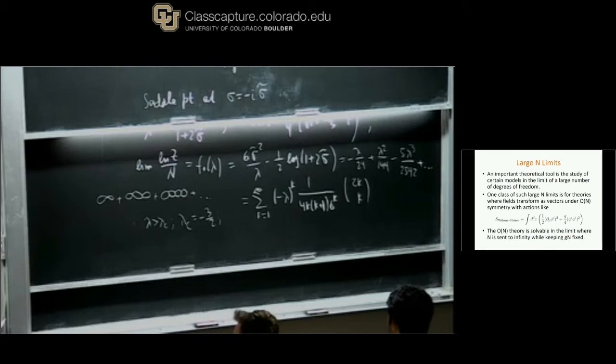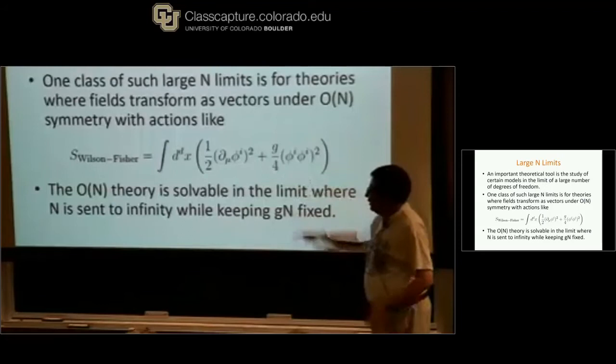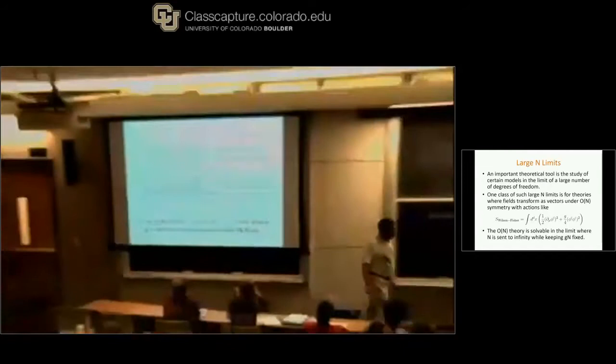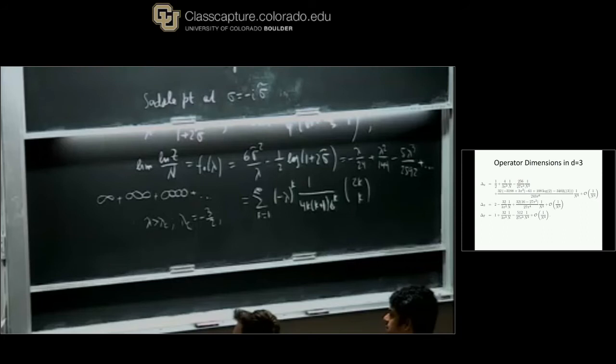So now I want you to look at this blackboard. You can add this d mu phi I squared term, and then this describes the O(N) magnets that I was talking about in my first lecture. And you always want to take the large N limit, keeping g N fixed. Then one can develop a 1 over N expansion using essentially the same trick of introducing the sigma field. And then you obtain the following 1 over N expansions for various operator dimensions.